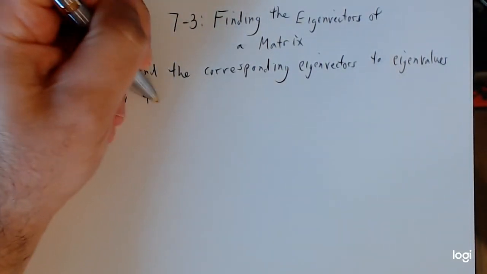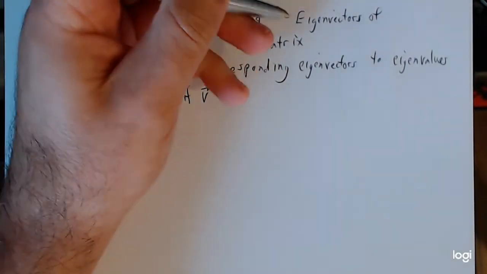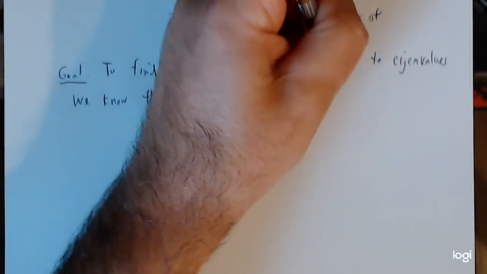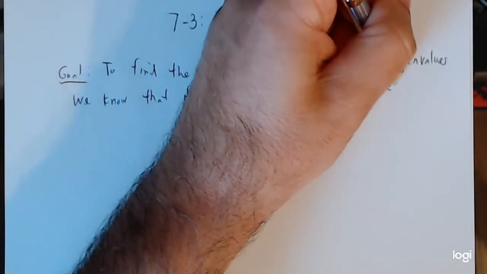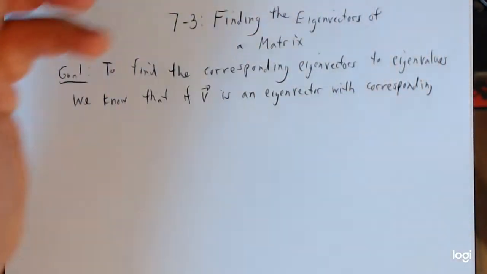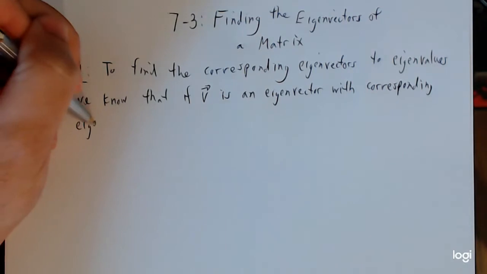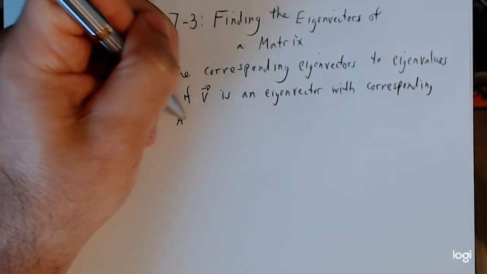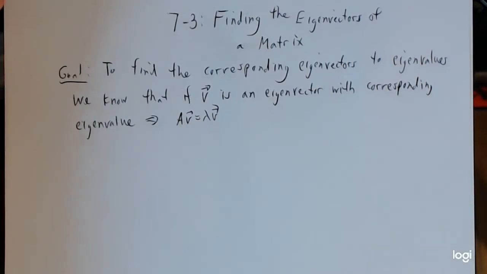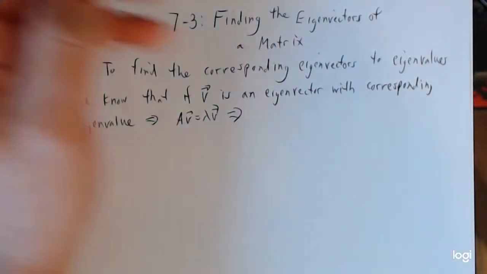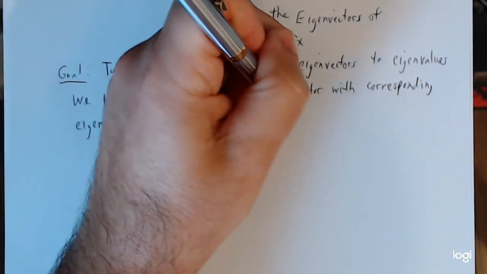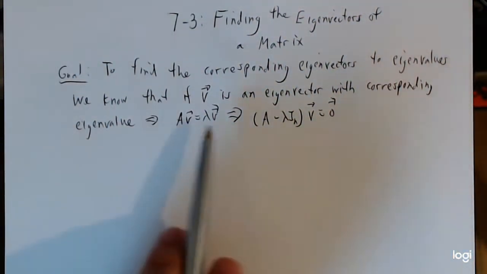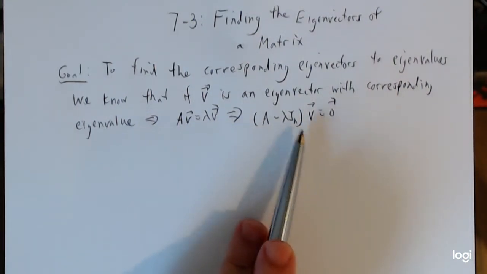So we know that if V is an eigenvector with corresponding eigenvalue, and we talked about this in section 1 as well, this implies that AV equals lambda V. Then in section 2 we said this is equivalent to (A minus lambda times I sub n) V equals the zero vector, which we showed turns into that in section 2's notes.